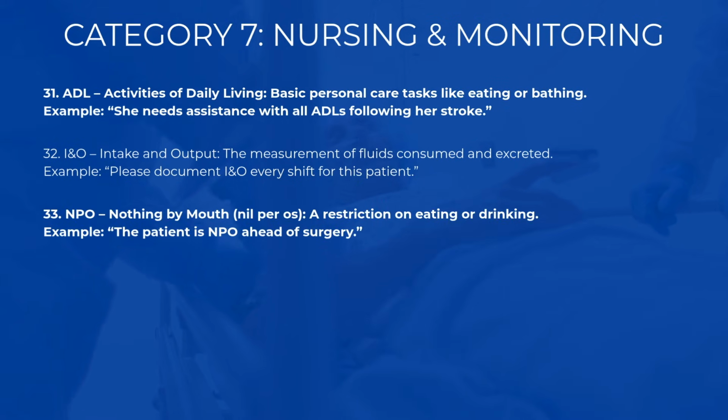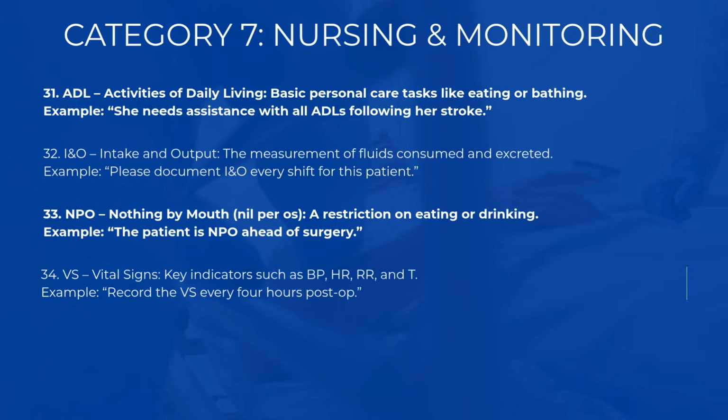NPO is nothing by mouth. This is a restriction on eating or drinking. The patient is NPO ahead of surgery. VS means vital signs. These are key indicators of patient's health. Our example phrase is: record the VS every 4 hours post-op.